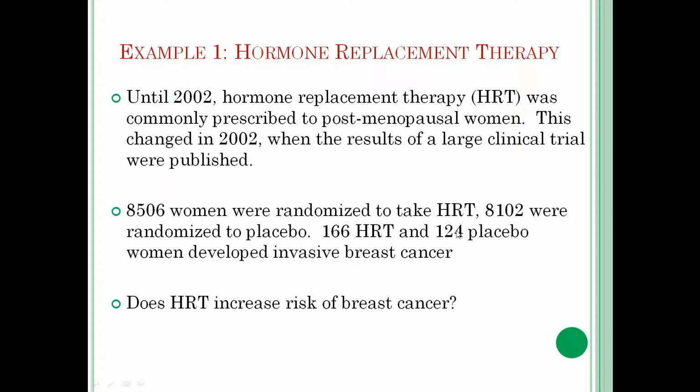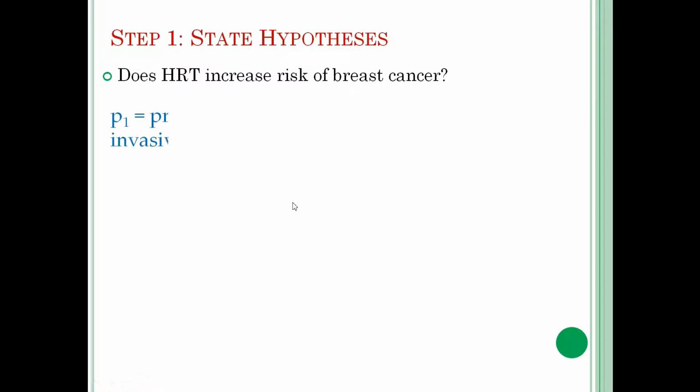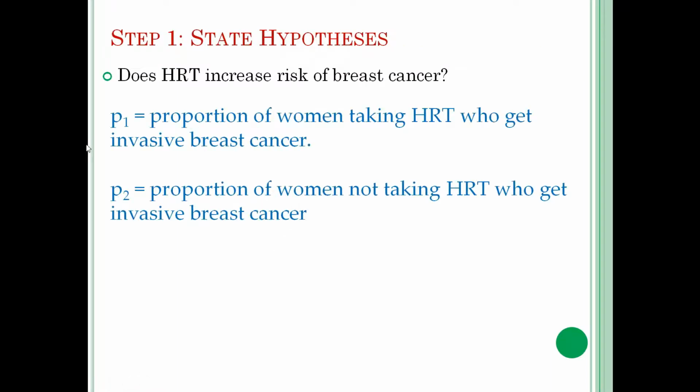And this is a categorical variable. The second variable is if they developed invasive breast cancer or not. This is also a categorical variable. So you have 2 categorical variables. It means we will use difference in proportions. So when we write the null and the alternative hypothesis, first we want to make sure that we are explaining our notation. So P1 is the proportion of women taking the HRT who got invasive breast cancer, and P2 is the proportion of women who are not taking HRT and got the invasive breast cancer.